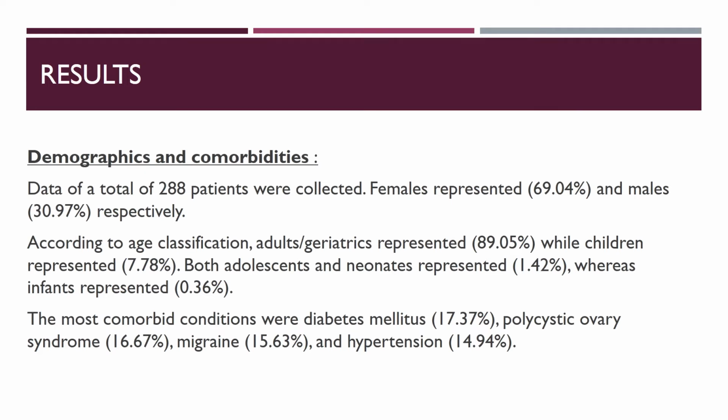Demographics and comorbidities: we collected 288 patients. Females represented 69% and males around 30%, respectively. According to age classification, adult and geriatric represent 89%, while children represent only 7%. Adolescents and neonates together represent 1.42%, whereas infants represent only 0.36%. The most common comorbid conditions were diabetes mellitus, followed by polycystic ovary syndrome, migraine, and hypertension.